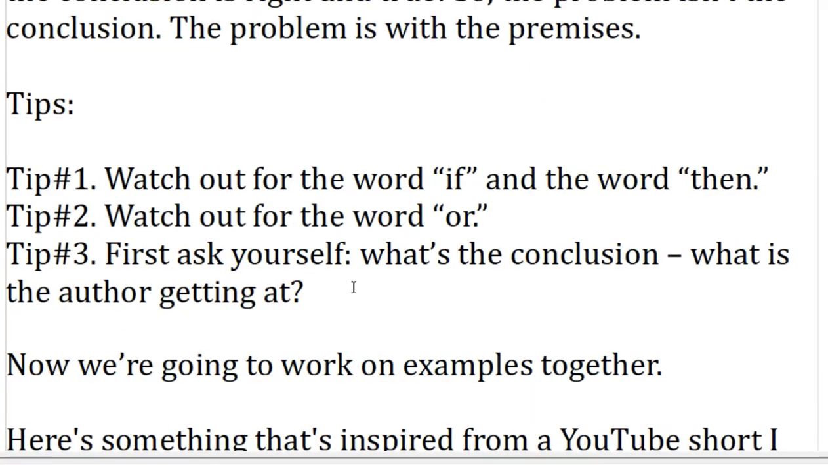Some tips for when you're looking at arguments that you might hear with your friends or you might hear on the news. What you want to watch out for are words like if and then. If you see something like that, you should probably think, oh yeah, that's probably a conditional. That means it's probably a premise in their argument. Watch out for the word or. These aren't foolproof. They don't always work, but these are generally good things to look out for, and oftentimes they do work. If you see the word or, you might think maybe there's a disjunctive syllogism going on right here.